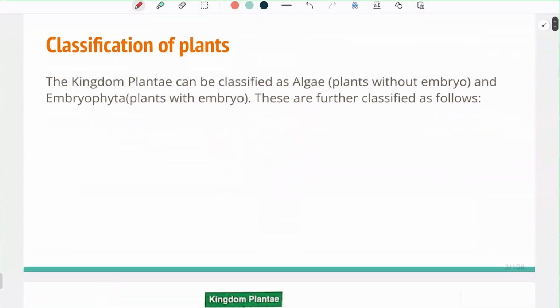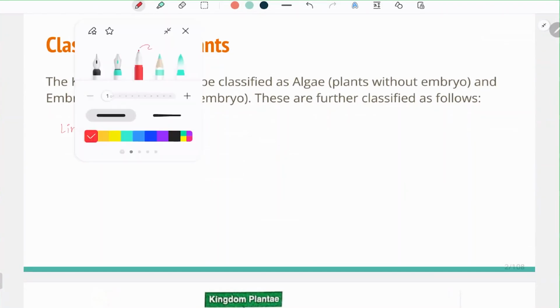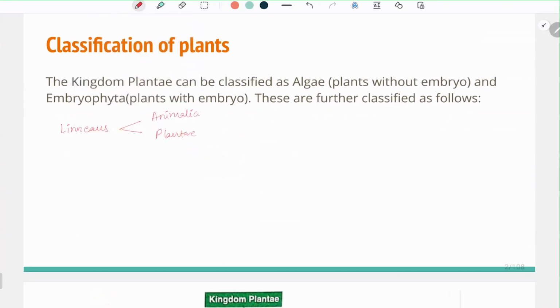So we know that Linnaeus gave us two kingdom classification, that is Animalia and Plantae. Previously there were only Animalia and Plantae, in which all the organisms were put into. But when Whittaker came, he classified the organisms into five kingdoms, that is Monera, Protista, Fungi, Plantae, and Animalia.